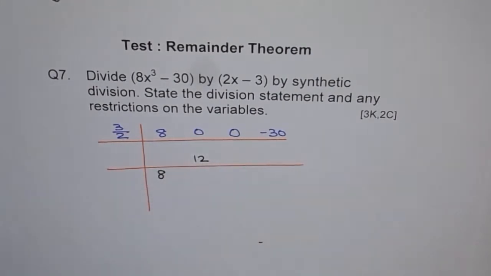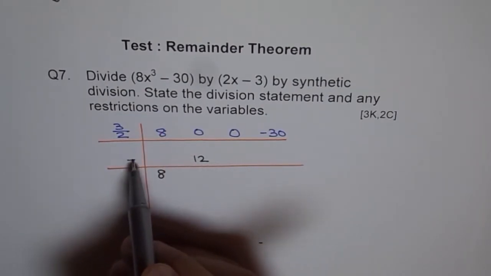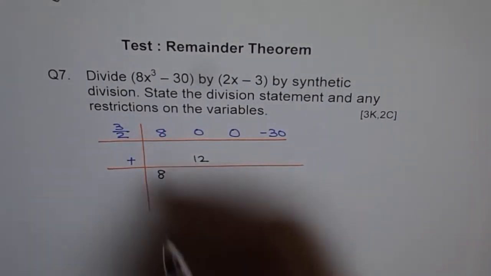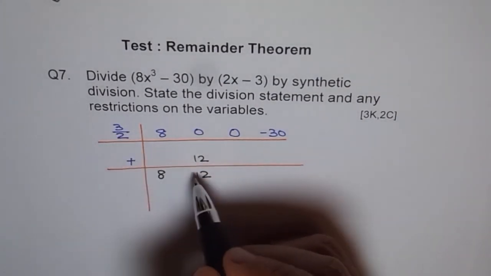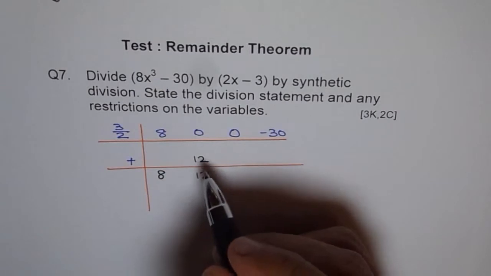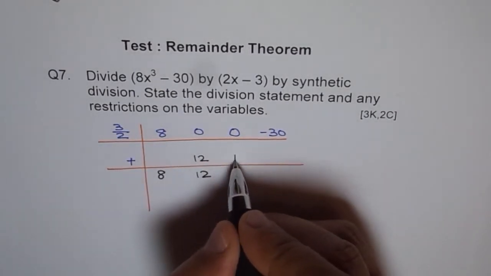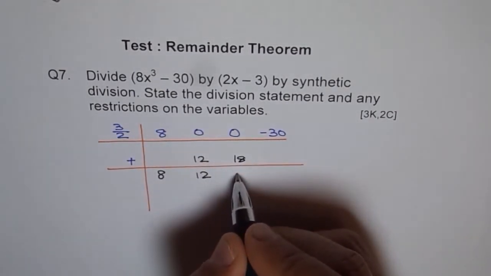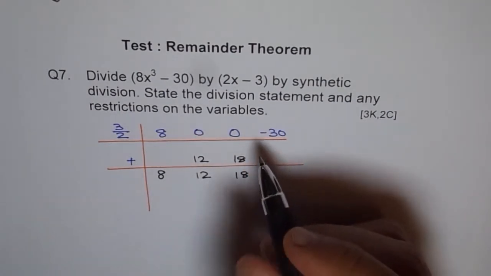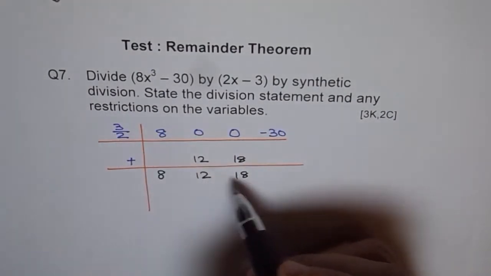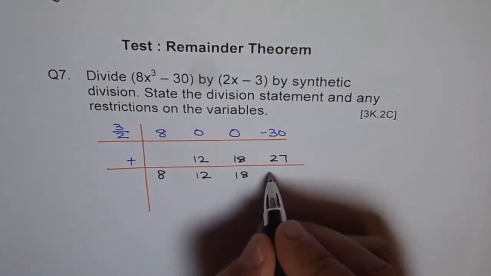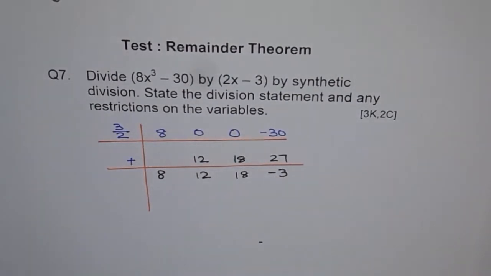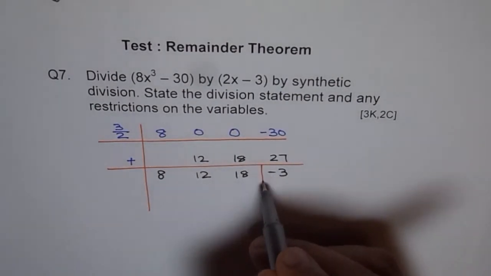Now what do you need to do? You need to add these, right? So when you add 0 and 12, you get 12. Then again you multiply 3 by 2 by 12, and you get 6 times 3, 18. And then again add them, you get 18. Now you multiply 3 by 2 by 18. So 2 goes in 18 9 times. 9 times 3 is 27. And when you add them, you get minus 3. So that minus 3 is your remainder, right?